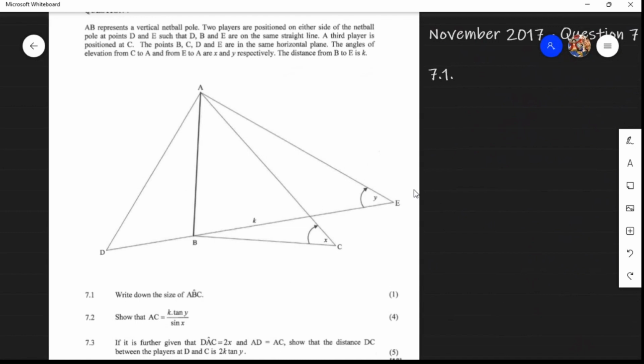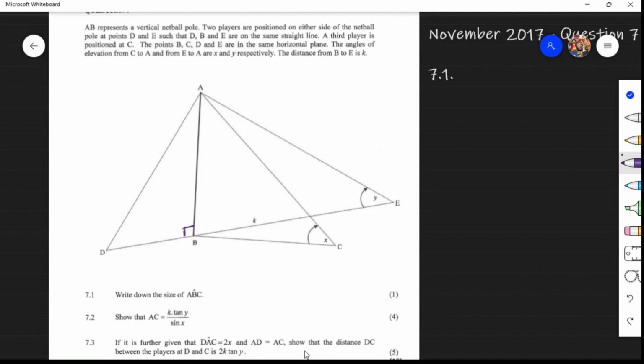So this question is from a November 2016 exam paper. So we have AB represents a vertical netball pole. Now keep in mind, any pole has to be built at a 90-degree angle to the ground. If that pole is not at a 90-degree angle to the ground, the pole is going to fall over. So that means that that pole AB is perpendicular to the ground. So we have AB represents a vertical netball pole.